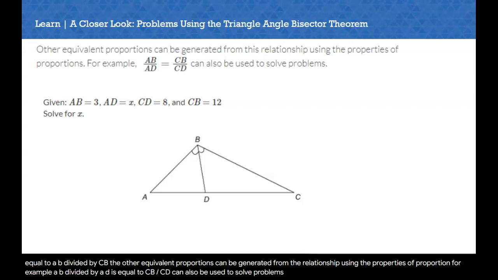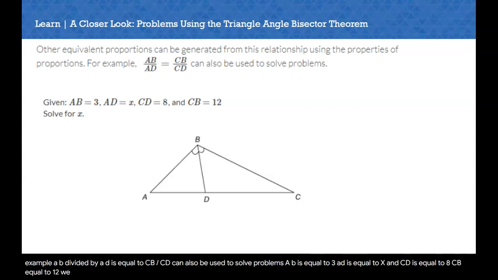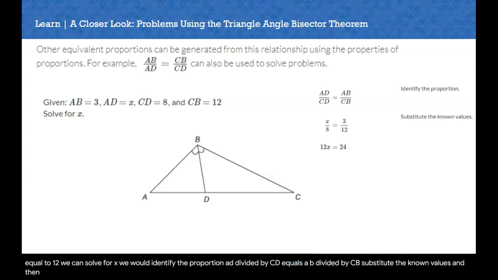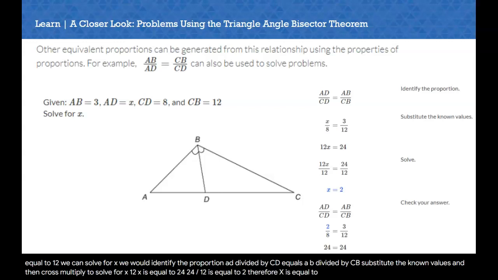Given AB is equal to 3, AD is equal to x, and CD is equal to 8, CB equal to 12, we can solve for x. We would identify the proportion AD divided by CD equals AB divided by CB. Substitute the known values, and then cross multiply to solve for x. 12x is equal to 24. 24 divided by 12 is equal to 2. Therefore, x is equal to 2.